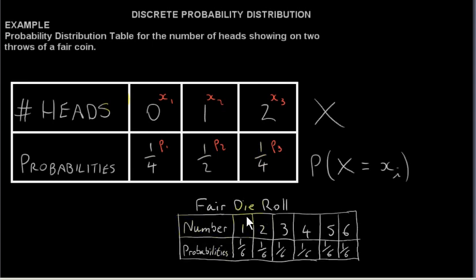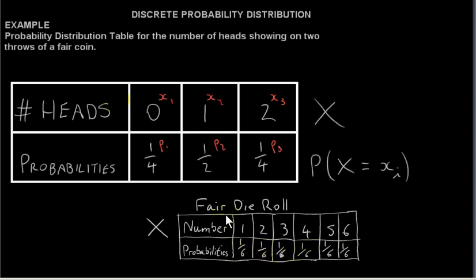Here is another example of a discrete probability distribution table. In this case, the random variable X is the number showing on the roll of a fair die. So X takes on the values 1 to 6. Since the die is fair, the probabilities are all the same. Now X must take on one of the values 1 to 6, so the sum of the probabilities must equal 1, of course. And all the probabilities are the same, so each one is 1/6.